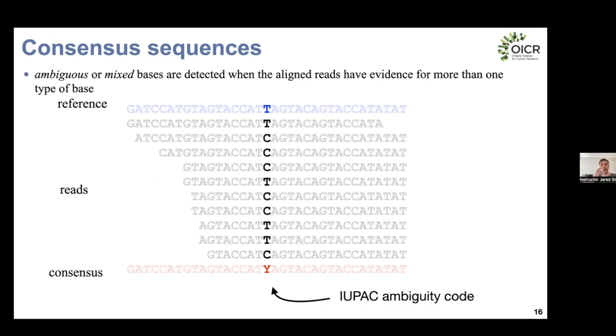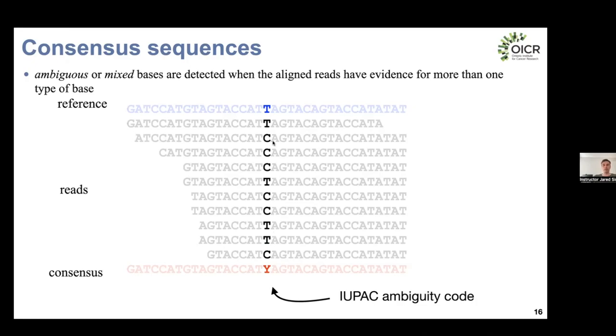Now, occasionally it's not clear what the consensus base should be, and this was a major problem during our coronavirus sequencing projects, in that sometimes the reads won't agree on what the base is. So here we've got a reference T. This read says there's a T, these three reads say there's a C, then there's another read that says there's a T, and so on.